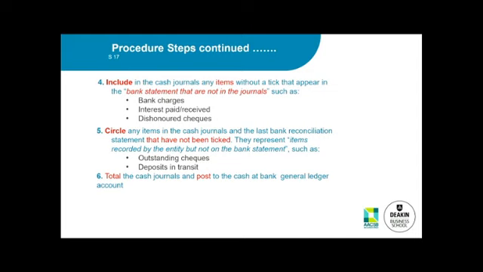Total the cash journal and post to the cash at bank general ledger at the end of the period with the updated numbers. And then prepare the new bank reconciliation statement with the items that you've circled in number 5.